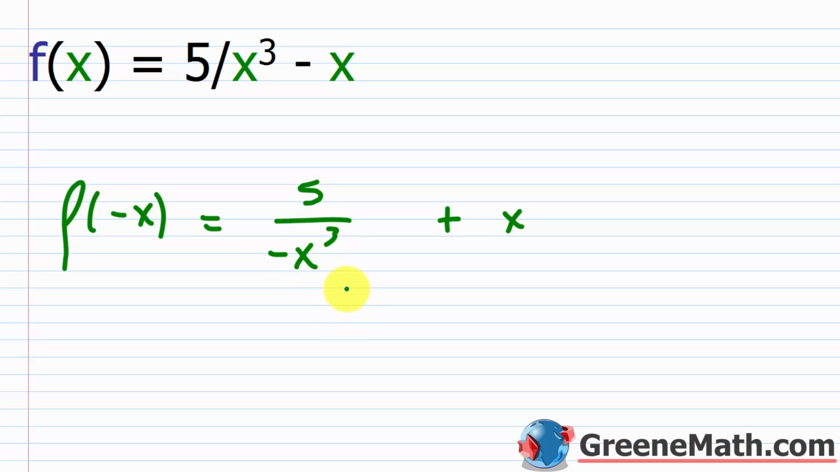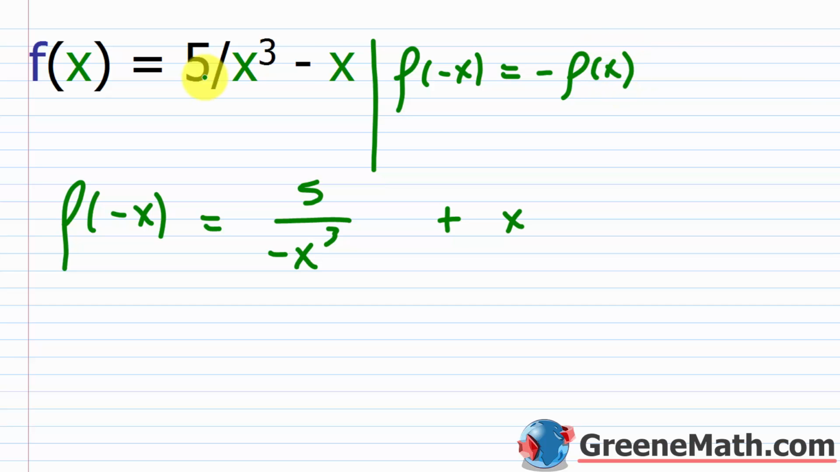All right, so I know it's not even because this is different from this. But I can check to see if it's odd. So f of negative x should be equal to the negative of f of x. So I would multiply the right side of this guy by a negative.